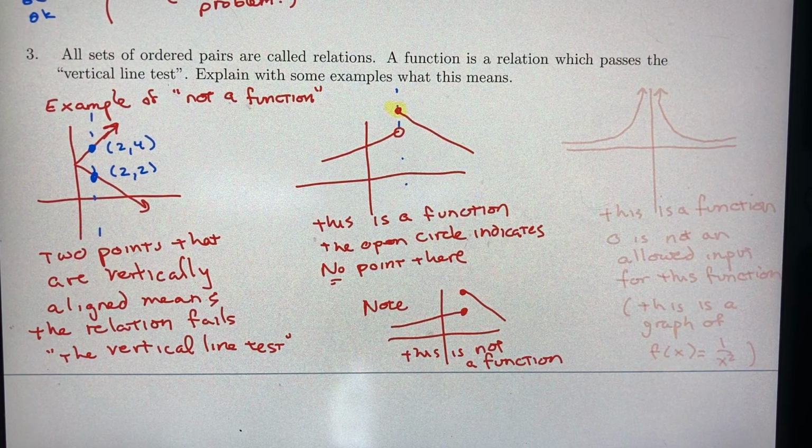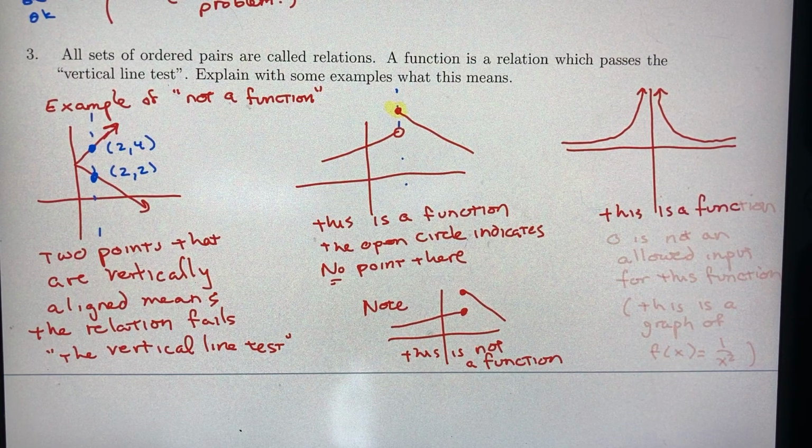Okay. Another kind of thing that is allowed is what's called an asymptote, and we'll talk about that a lot later, but right now, just be aware, this is a function. An asymptote is a line that the function approaches but never touches. So for instance, the y-axis here, the curve curves up and it gets close to the y-axis, but it doesn't actually touch it. This is a function. 0 is not an allowed input.